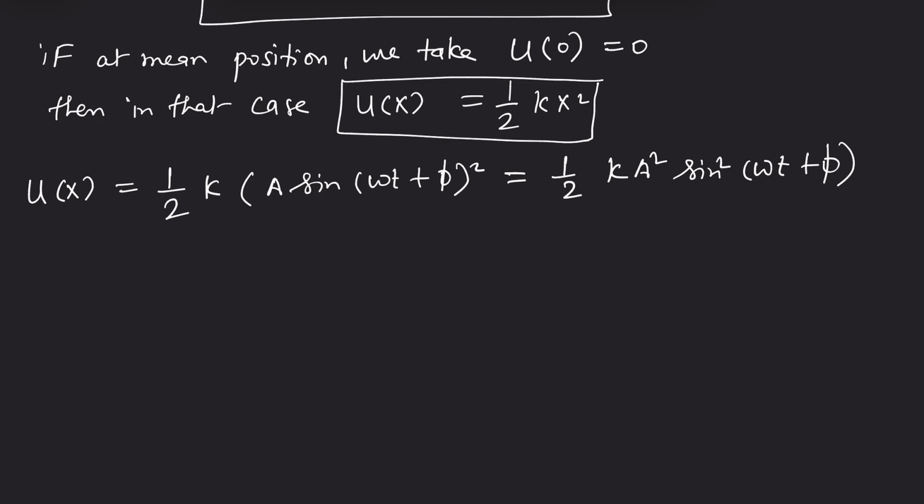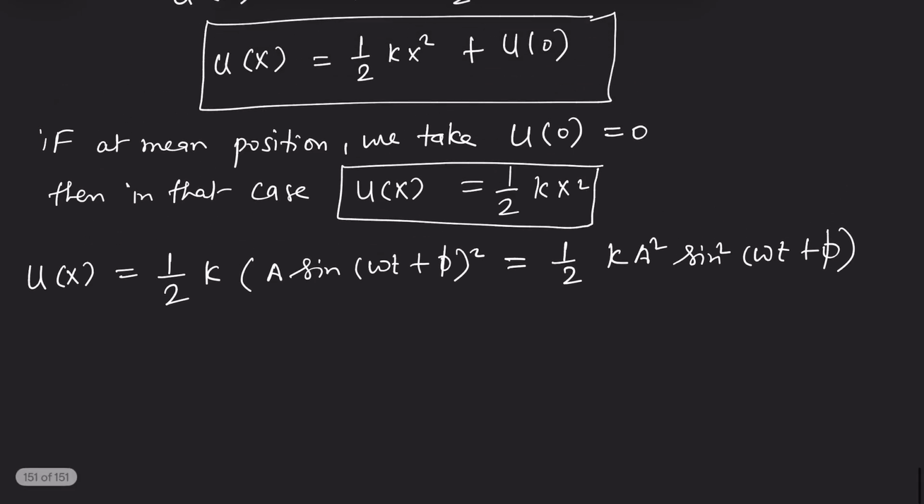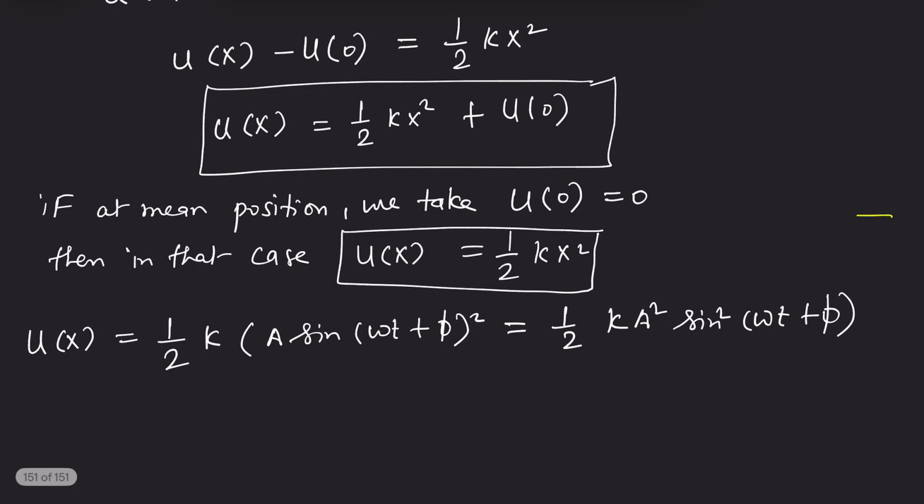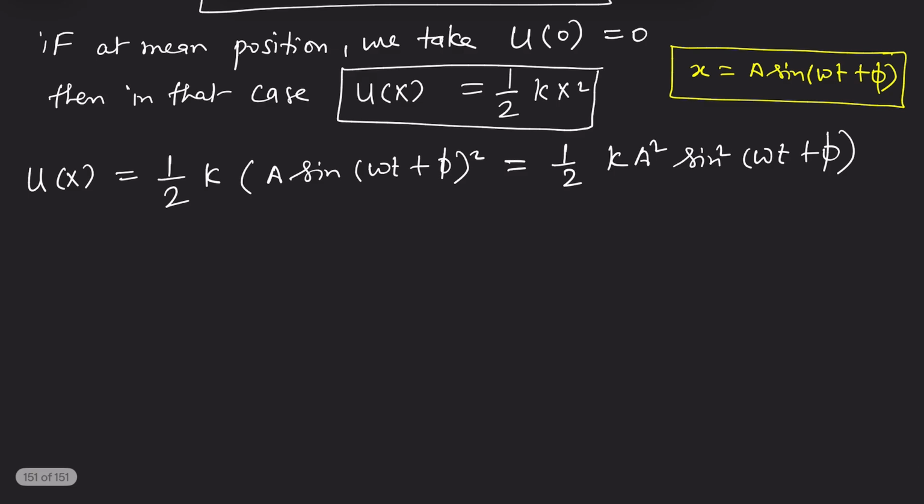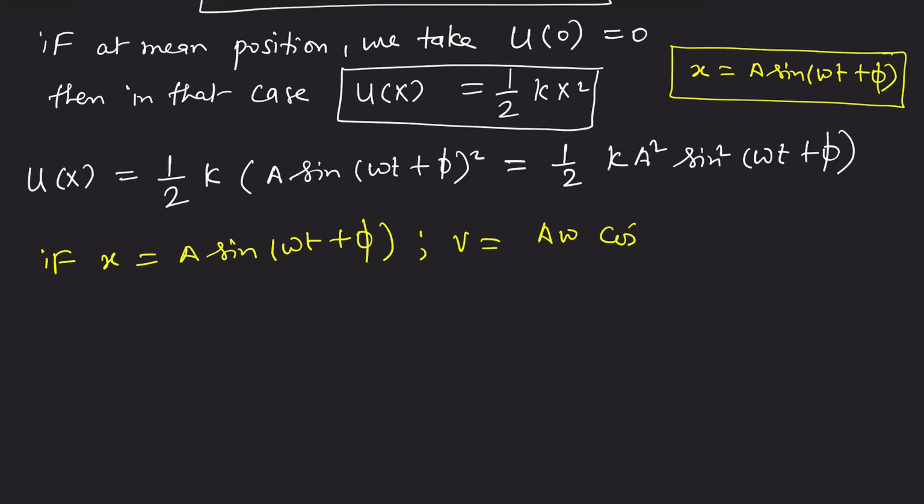Okay, if I take x is equal to, let me write here only in the corner, assuming that x is equal to a sine(omega t plus phi). If I assume this, then we can write U(x) is equal to half k a square sine square(omega t plus phi). So guys, if x is a sine(omega t plus phi), we also know that v is going to be a omega cos(omega t plus phi).